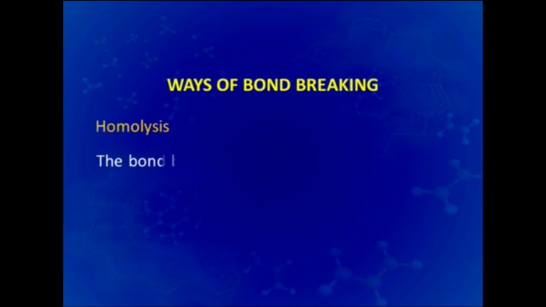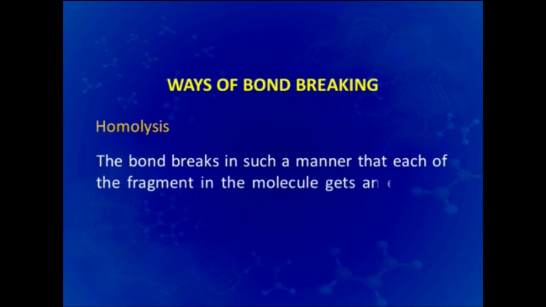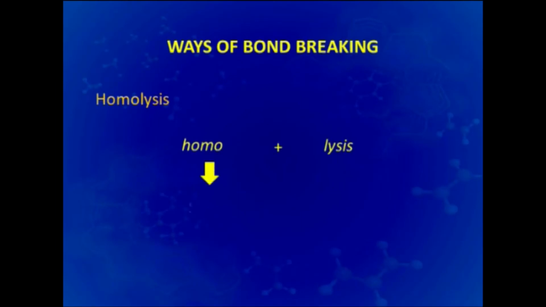Homolysis is the type of bond breaking which takes place in such a manner that each of the fragments in the molecule gets an electron each. The word homolysis is also made up of two words, homo and lysis. Homo means same and lysis is cleavage or breaking, similar to heterolysis. Here, if we have two atoms in the molecule sharing an electron each, the bond breaking takes place in such a manner that both the fragments get an electron each.